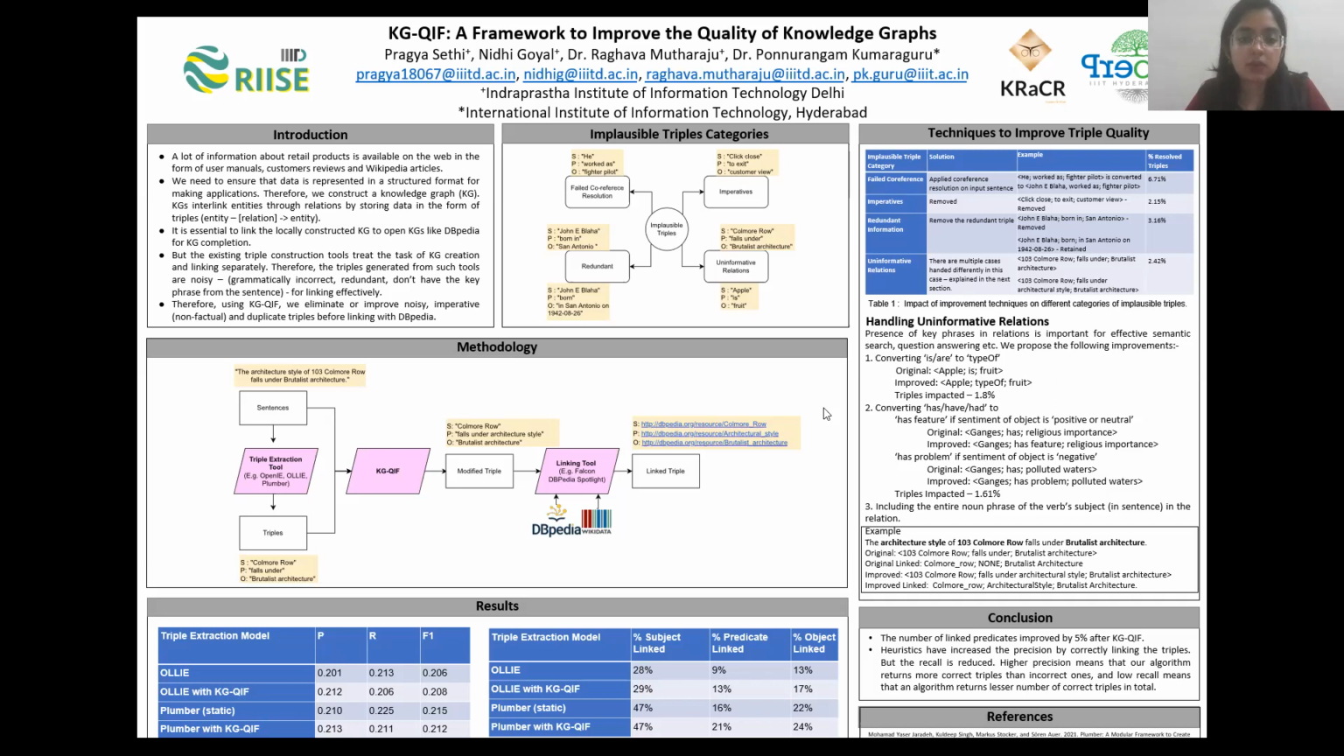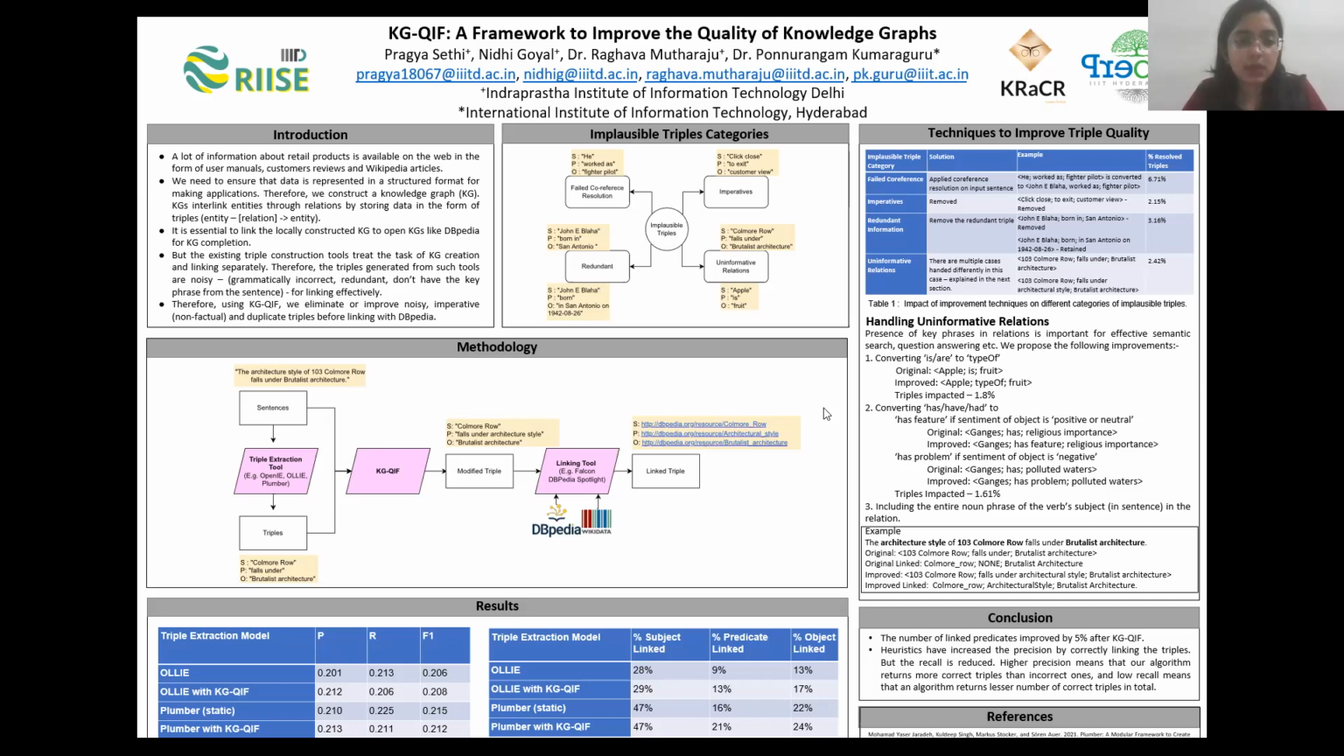Existing techniques for converting natural language text to knowledge graph triples generate a lot of implausible triples. The entities and relations in these implausible triples do not link properly to open knowledge graphs like Wikipedia and Wikidata. To overcome this problem, we present our work called KG-QIF, that stands for Knowledge Graph Quality Improvement Framework, that both detects and improves or deletes implausible triples.